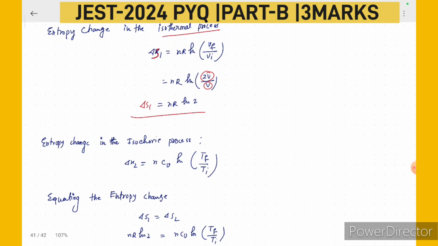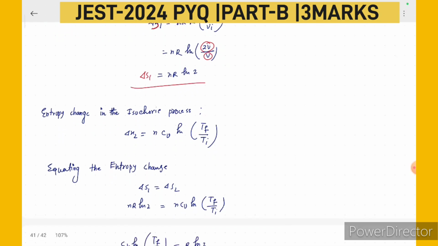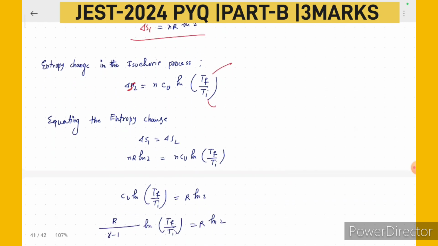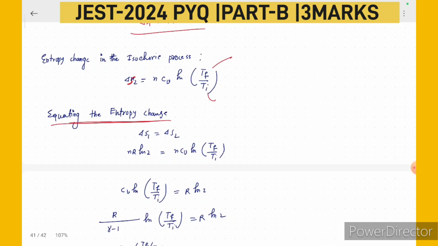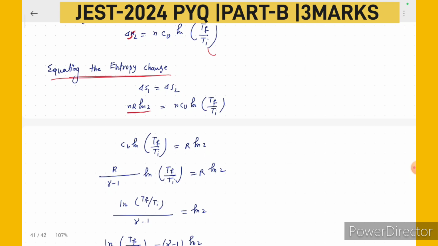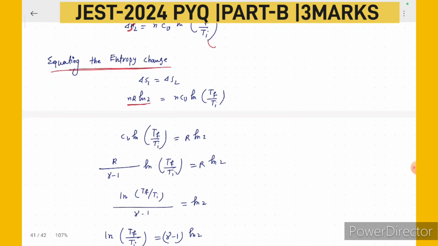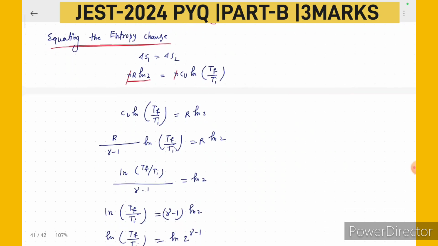The change in entropy in the isochoric process, the formula is always ΔS2 = n Cv ln(Tf/Ti), where Tf is the final temperature and Ti is the initial temperature. We know these two entropy changes are equal, so ΔS1 = ΔS2. So nR ln 2 = n Cv ln(Tf/Ti). The n cancels on both sides. So Cv ln(Tf/Ti) = R ln 2.